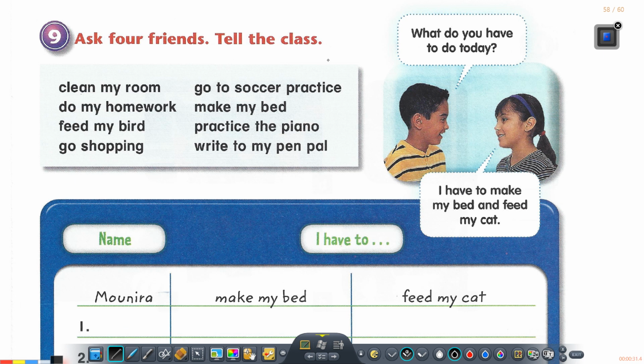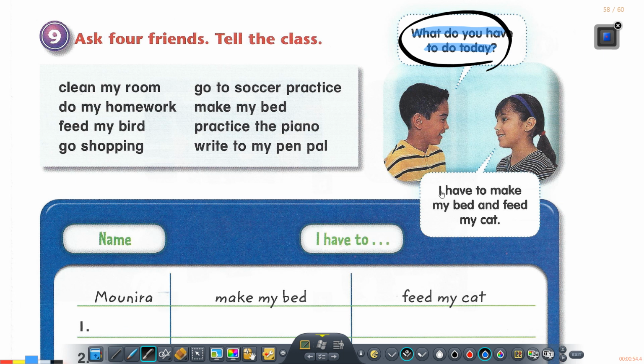여러분 기억하죠? 질문이 어때요? 읽어볼까요? What do you have to do today? 무슨 말인가요? What do you have to do? 넌 무엇을 해야 하니? 근데 오늘. 그럼 넌 오늘 뭘 해야 하니? 어떻게 물어본다고요? What do you have to do? 한번 더 해볼까요? What do you have to do today?